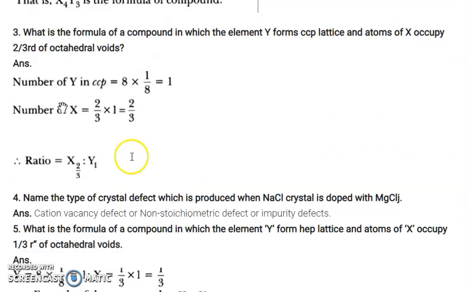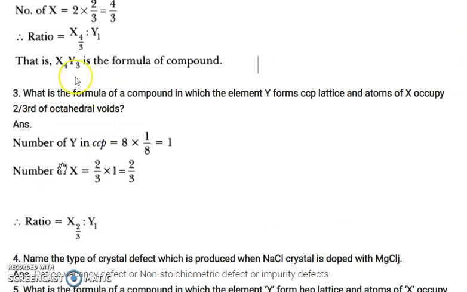Okay. Now, what is the formula of the compound in which the element Y forms a CCP lattice and atoms of X occupy 2/3 of the octahedral voids? So the number of Y in CCP is equal to 8 into 1/8, which is equal to 1, and the number of X is equal to 2/3 into 1, which is 2/3. So the ratio is X 2/3 Y1. So the formula is just like this, X2Y3.